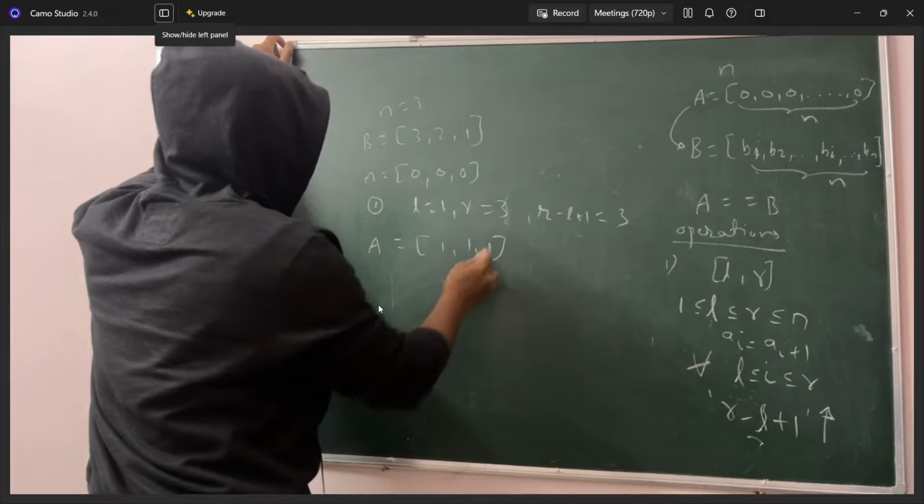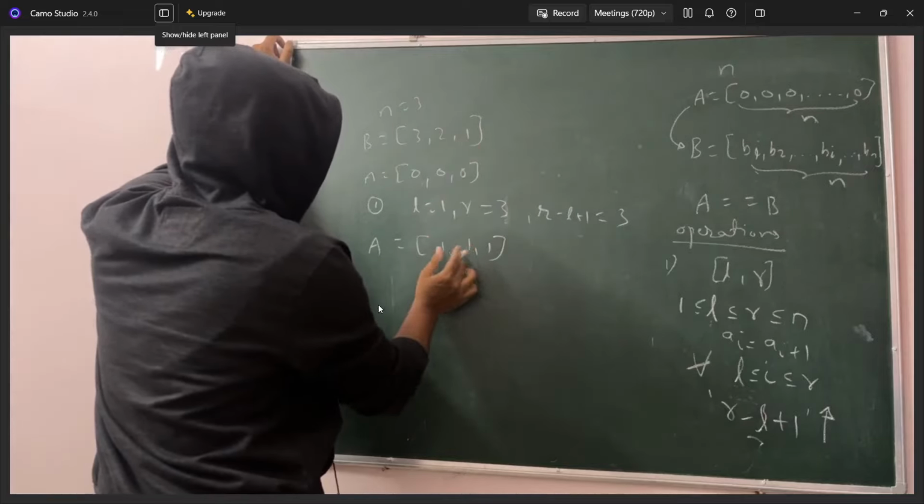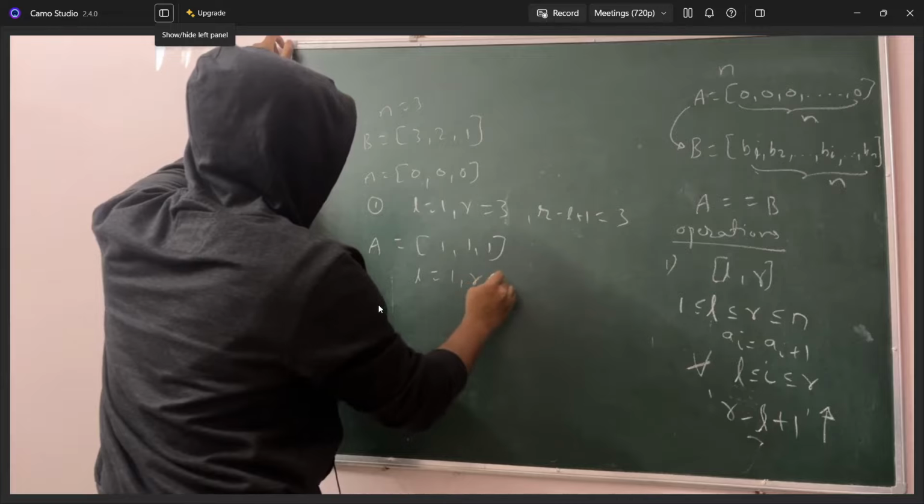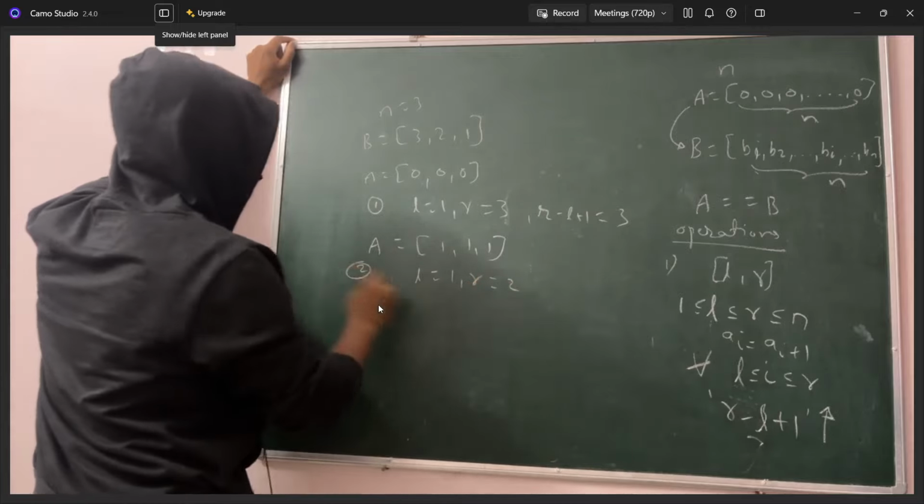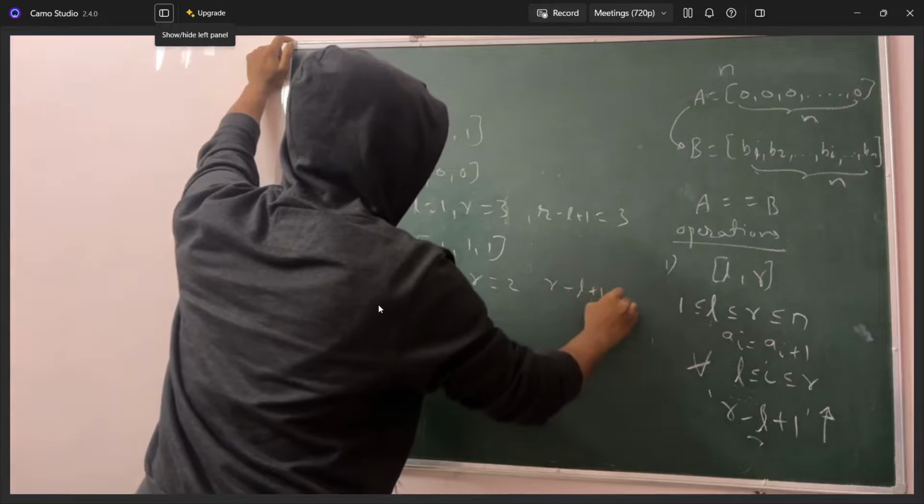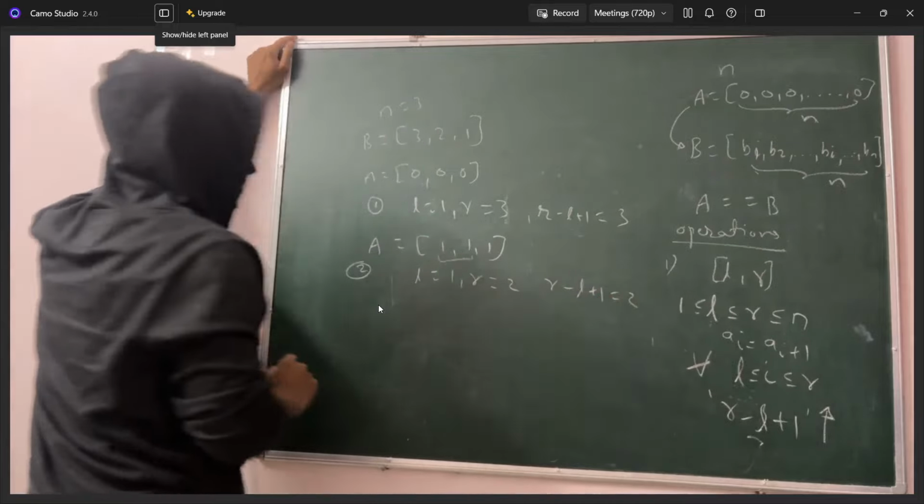Okay, now one you have got. Now you take L as 1 and R as 2, and this is going to be the second operation, and R minus L plus 1 is going to be 2, because we are choosing only a subarray of 2.